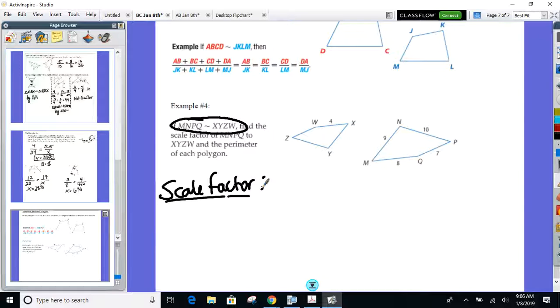This is important. 4 to 8 and 8 to 4 are two different scale factors. Order matters. What was I asking for in the problem? Find the scale factor of MNPQ. Which side do I put first? 8, 2. We said it matched up with 4. If you want to write 2 to 1, that's fine as well. But 4 to 8 is not going to cut it. 1/2 is not going to cut it. All right, it had to be in this specific order.